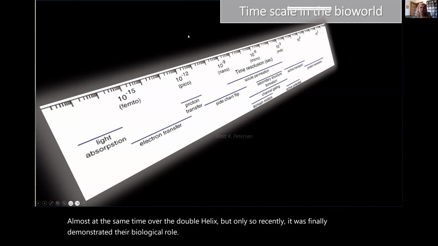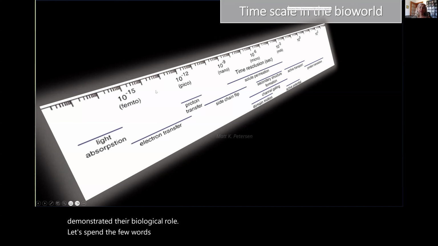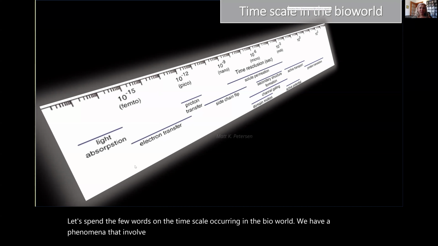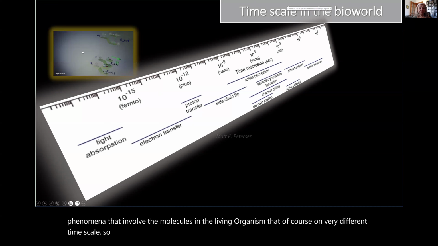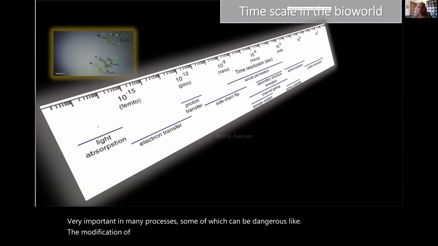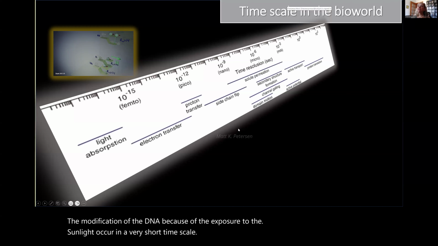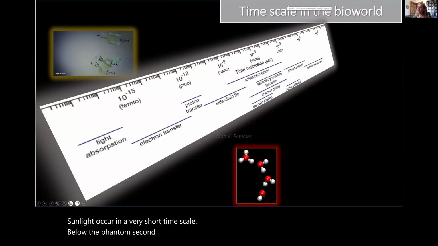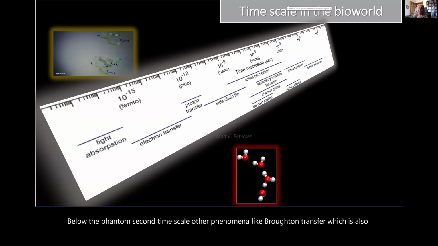Let's spend a few words on the time scales occurring in the bio world. We have phenomena that involve the molecules in the living organism that occur on very different time scales. So, for example, light absorption, which is very important in many processes, some of which can be dangerous, like the modification of the DNA because of the exposure to sunlight, occurs on a very short time scale, below the femtosecond time scale.